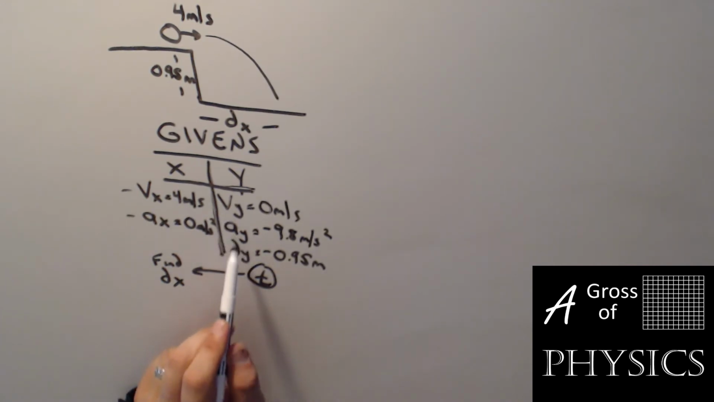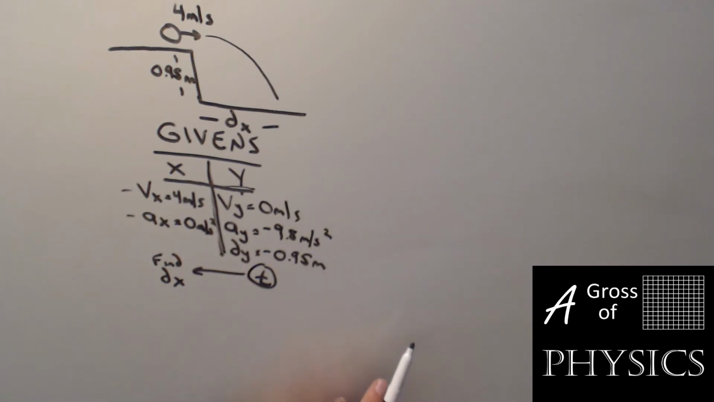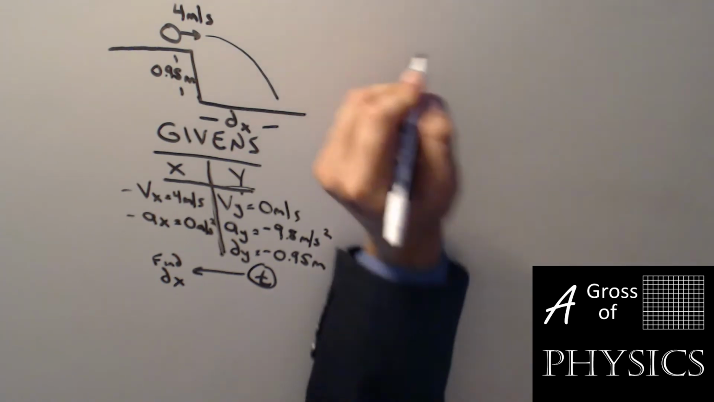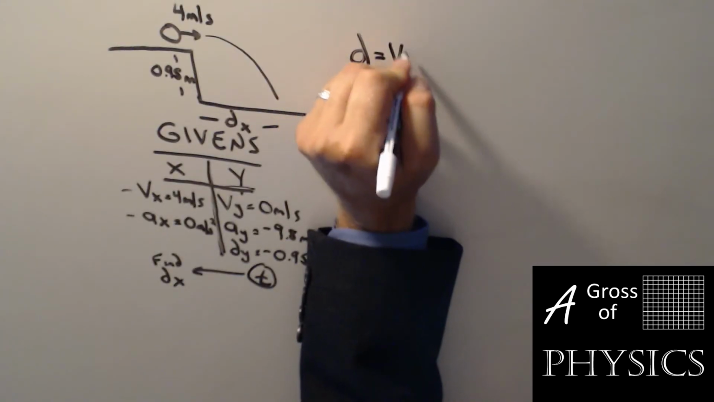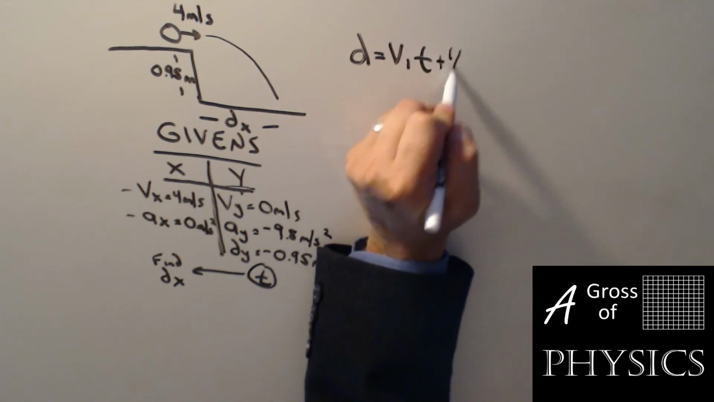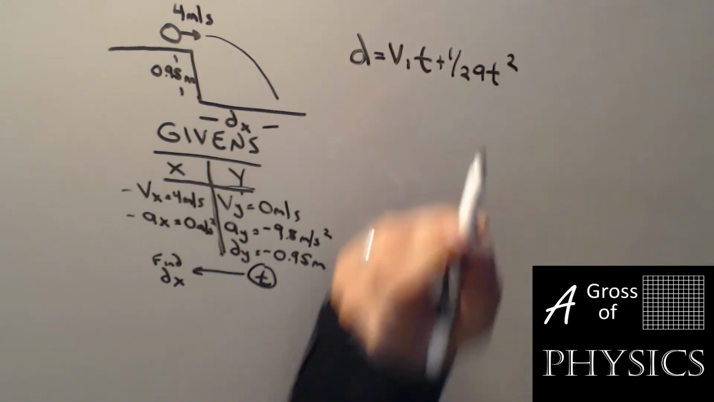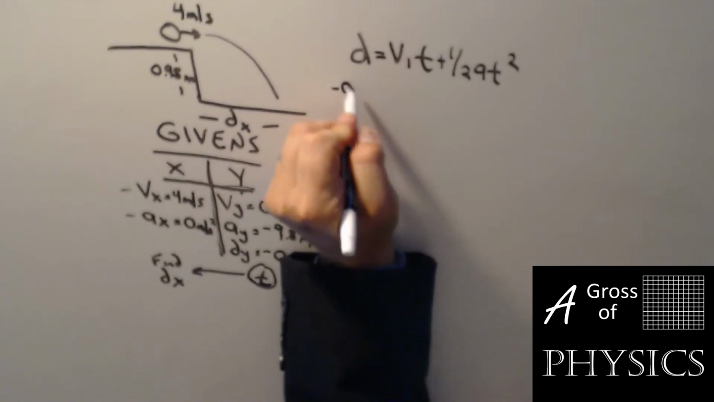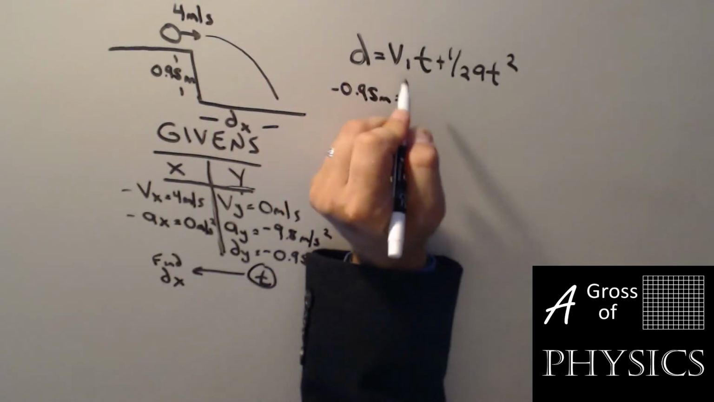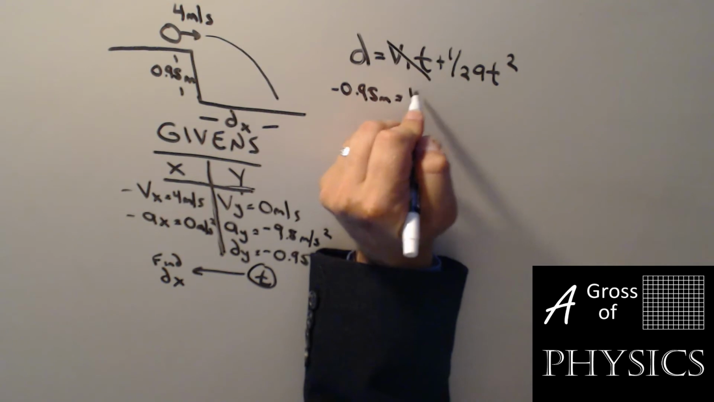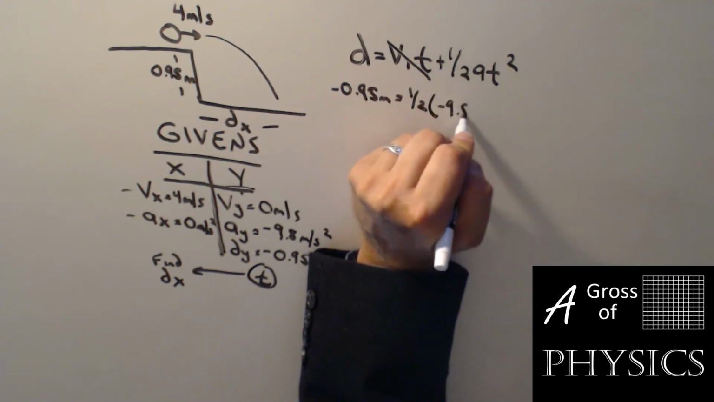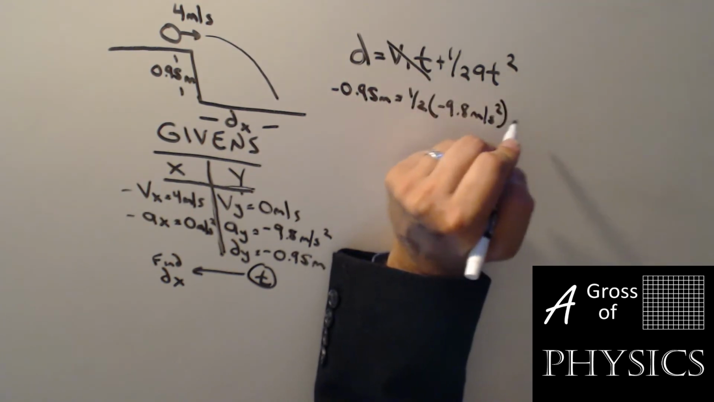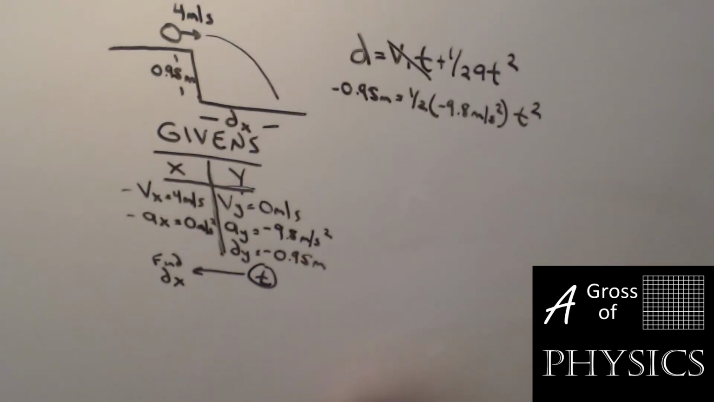Now, if I know v, a, d, and I'm looking for t, what I'm going to use is equation 4. So I'm going to write d equals v_i t plus 1/2 a t squared. Negative 0.95 meters equals 0 plus 1/2 times -9.8 meters per second squared, t squared. I'm going to do 1/2 times 9.8, and divide it into 0.95. I'm going to do that on the calculator.